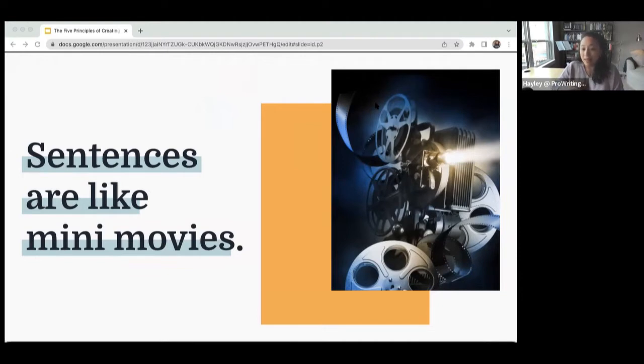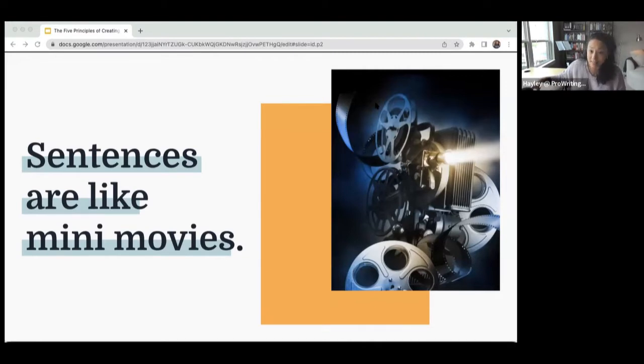If that movie is wrong, the next movie that comes after it, the next sentence, might be a little bit wrong as well, and that will kind of compound. So we really have to look at each sentence as a complete story, and that complete story needs to be clear in order for our whole story to be clear. So when we have clear sentences, we will have clear paragraphs. When we have clear paragraphs, we will have clear stories.